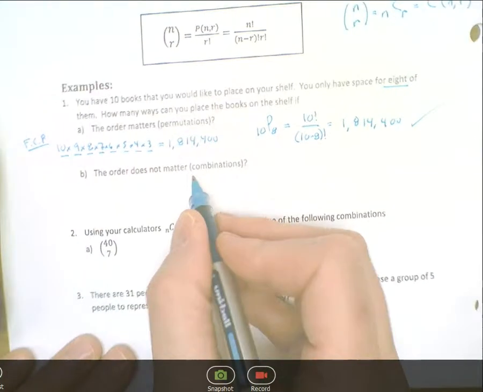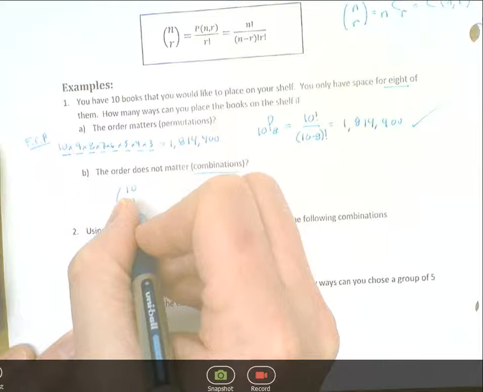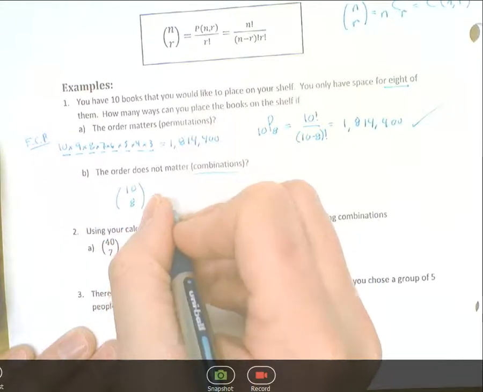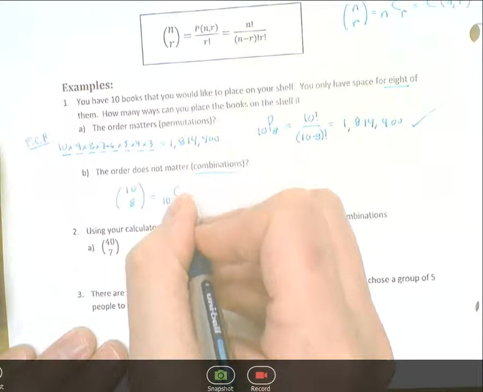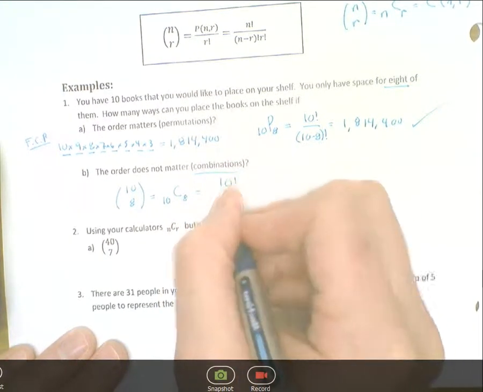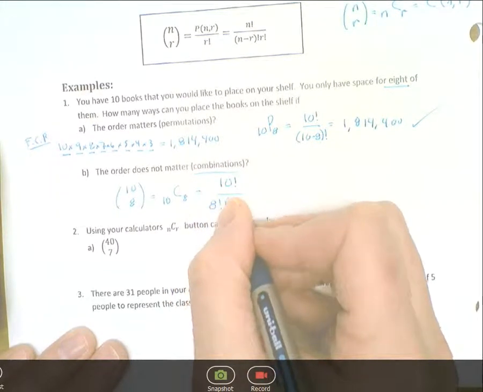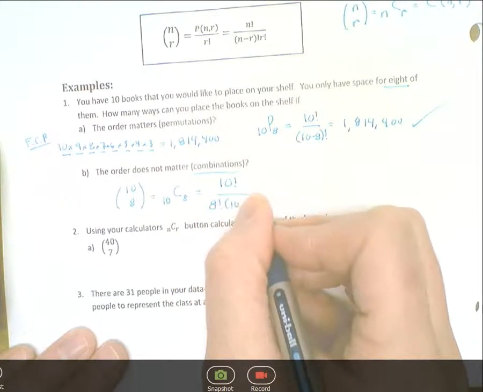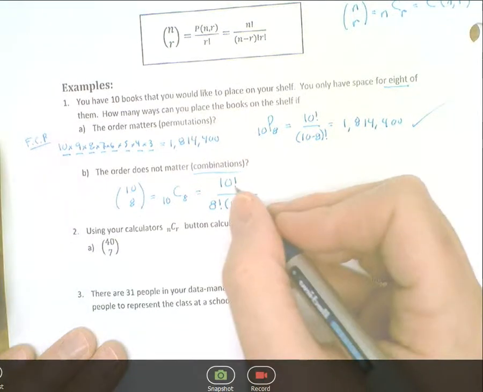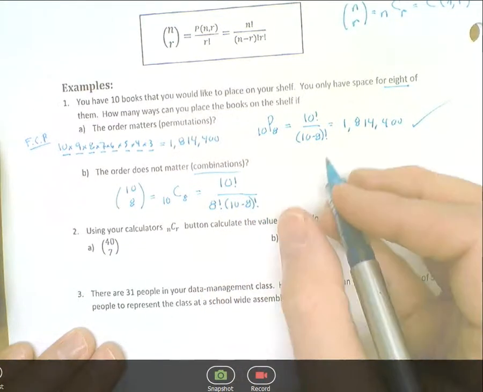Okay, what about if the order doesn't matter? Well, if I have 10 objects and I just want to choose 8 of them, we say that's 10 choose 8, so either notation is fine. And that's 10 factorial over 8 factorial times (10 minus 8) factorial. Or you can write 10 factorial over (10 minus 8) factorial times 8 factorial, doesn't matter, it's the same difference.